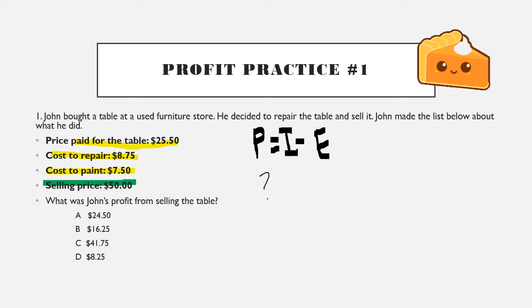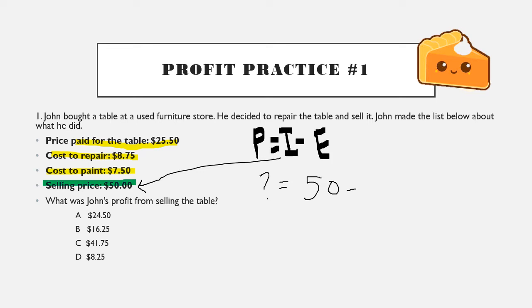Profit is what we're looking for. How much income did we have? Well, income is the money we get selling something. So that is this $50 right here. And then how much were the expenses for this table?